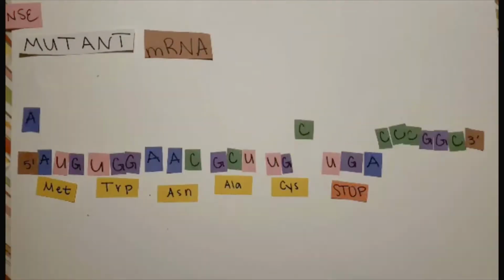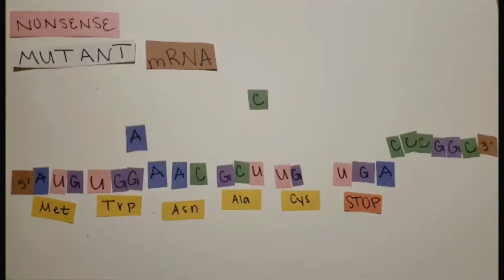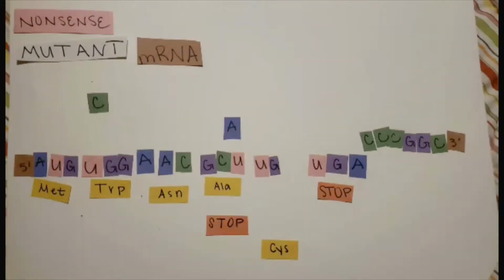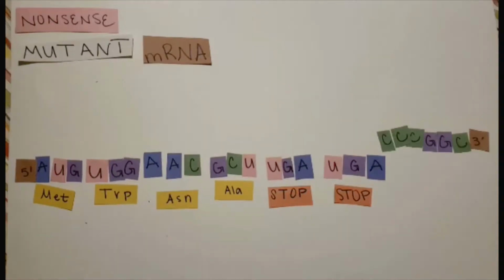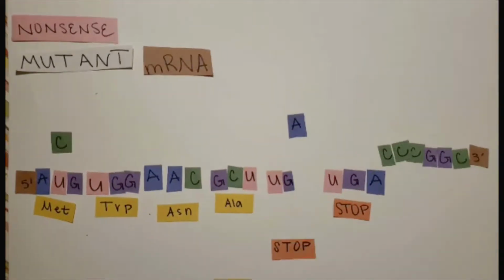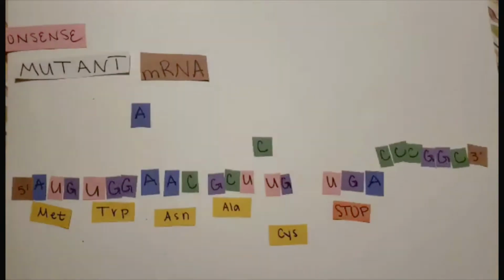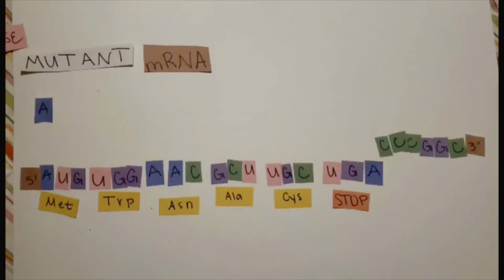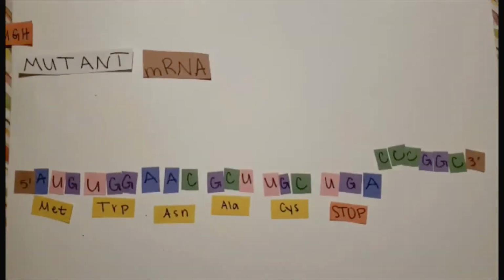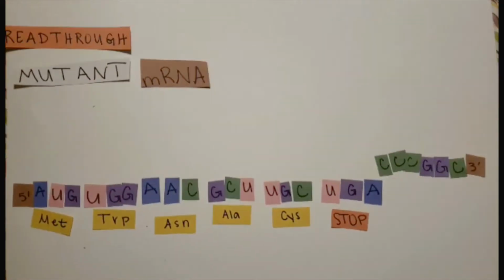Next, let's look at a nonsense mutation. In a nonsense mutation, a codon that would originally code for an amino acid becomes a stop codon. For example, if the codon UGC became UGA, this transversion mutation would result in the original cysteine codon now coding for a premature stop codon, thus ending the sequence early.